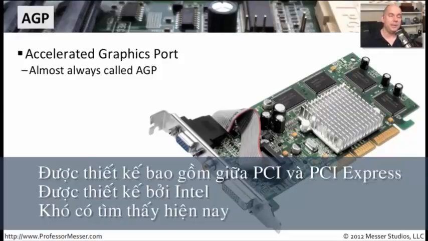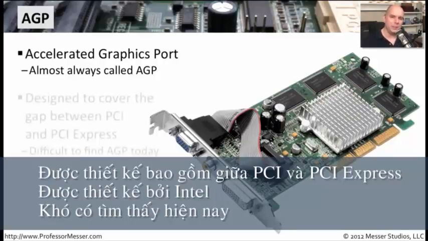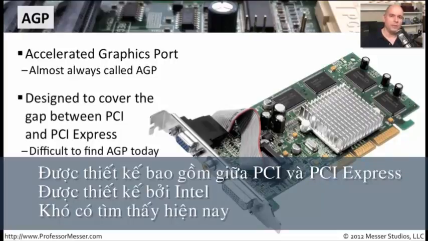Two is the AGP slot. This stands for Accelerated Graphics Port. We almost always call it AGP, and you'll see it written on the motherboard with the letters AGP next to the slot itself. Before we had PCI Express, we needed some way to increase the throughput for our video cards. There was a lot of gaming, a lot of high-end graphics that was required, and AGP was built just for that. So we were always able to plug in and get some additional video out of these AGP slots.